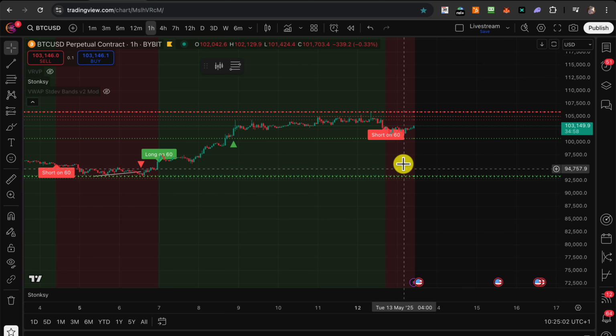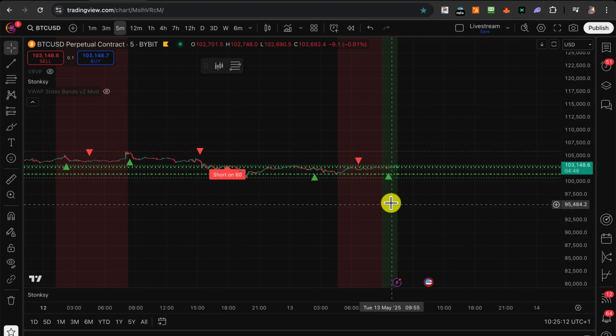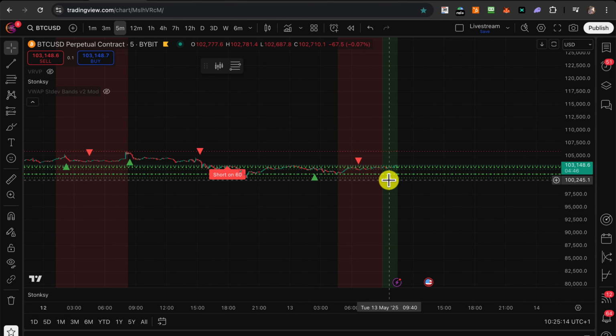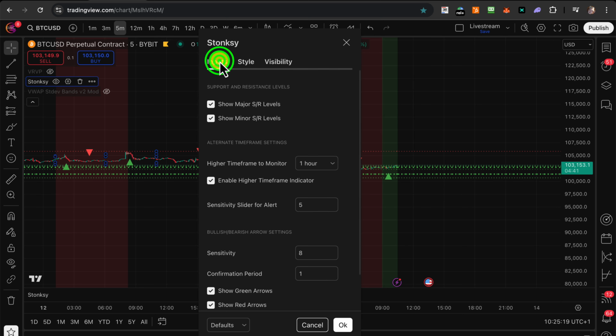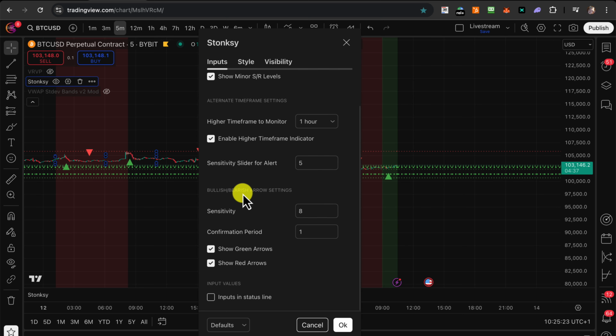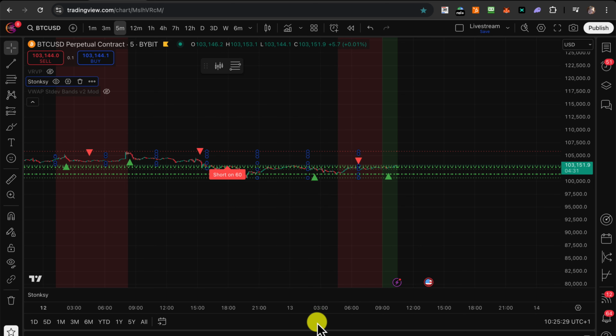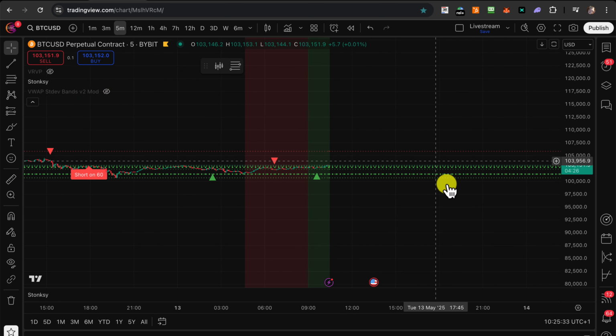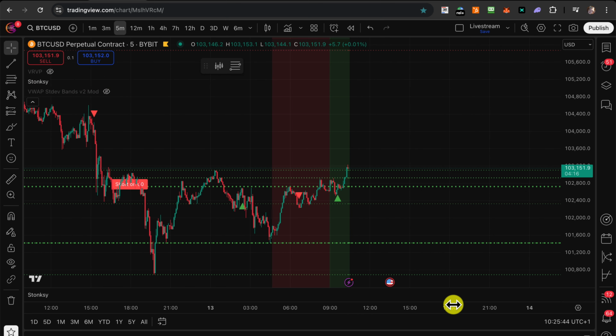So why have I done that? Because the background is still red. I've done that because on the 5 minute the background has gone green and we've got the confirmation arrow. For your information, the way I've got the arrow set is with the bullish bearish arrow settings with the sensitivity on 8 and the confirmation period on 1. I found this quite good for the 5 and 6 minute strategy that I'm using here. So far this is looking good.